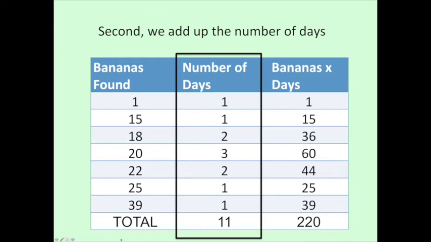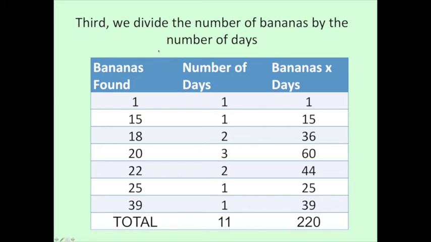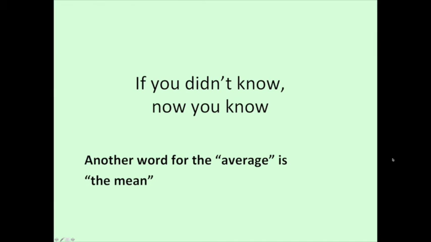Second, we add up the number of days. And all of those days add up to 11 different days that we went out hunting bananas. Third, we divide the number of bananas by the number of days. So 220 divided by 11. 220 bananas divided by the 11 days we went out hunting them comes out to 20 bananas average per day. If you didn't know, now you know. Another word for the average is the mean.